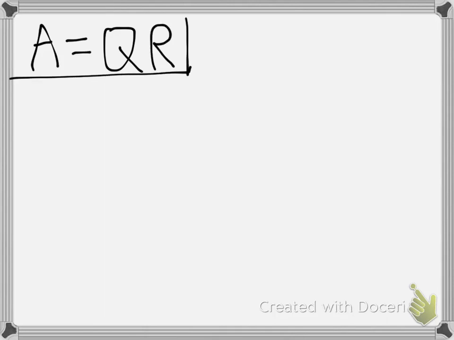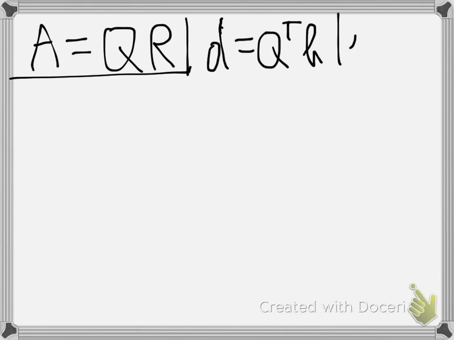Here we will solve a least square approximation problem using the QR decomposition. So recall that QR decomposition is when A is equal to QR. And to solve the least square problem, you need to find D, which is equal to Q transpose B, where B is the set of data that is given to you at the beginning, so you already know the values.